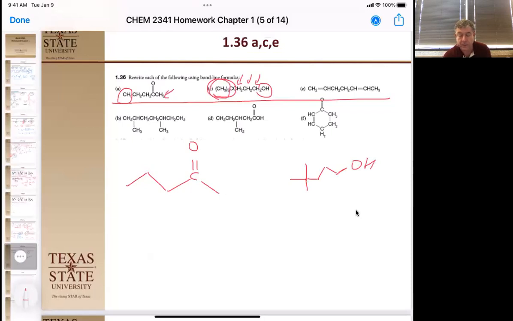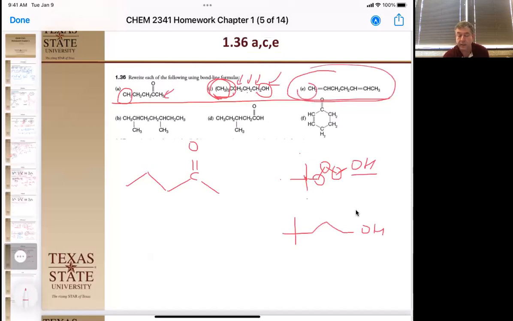We have 3 carbons here on one carbon. So we have 1, 2, 3 on the central carbon. Then we have 1 CH2, 2 CH2, 3 CH2, and then OH. So our final line structure is OH. All right, so let's do this last one here.